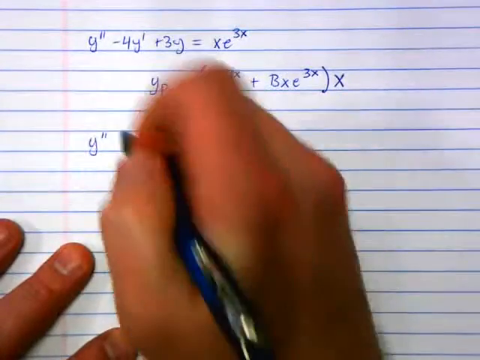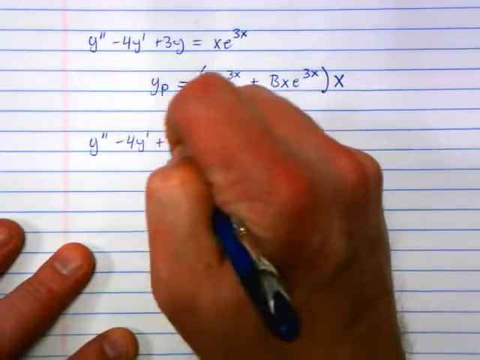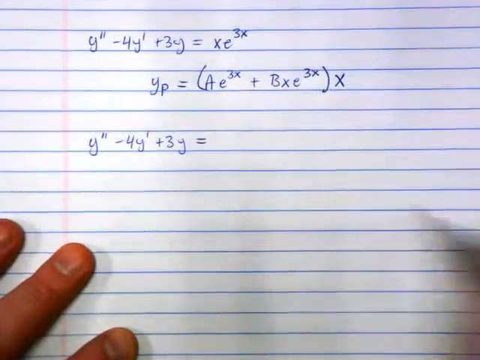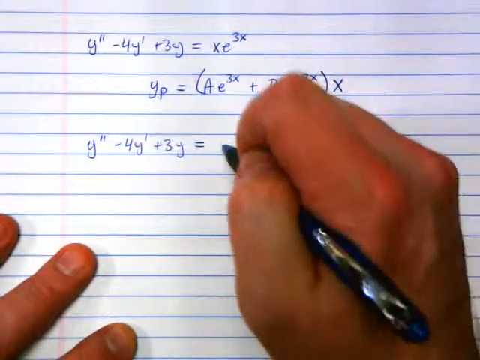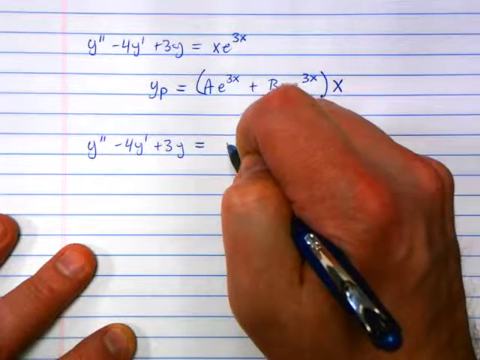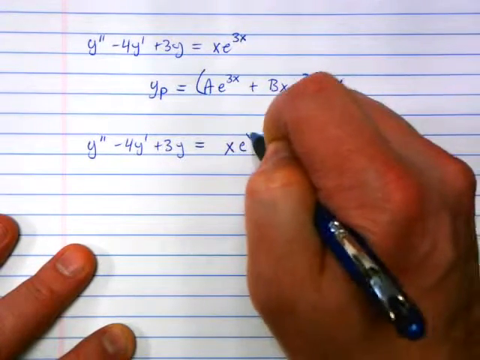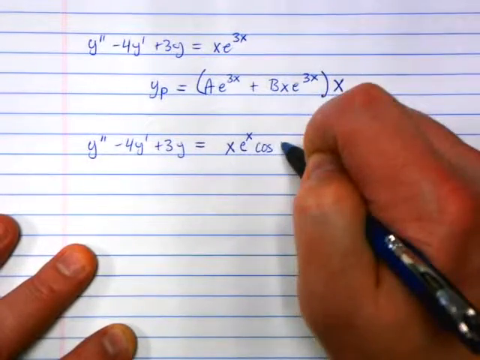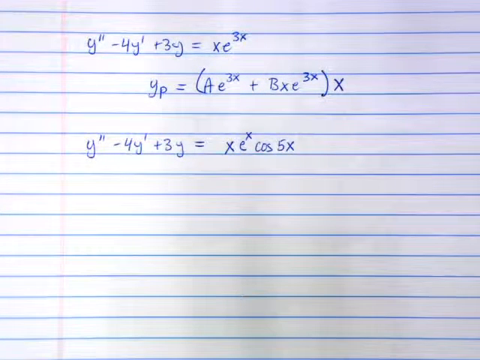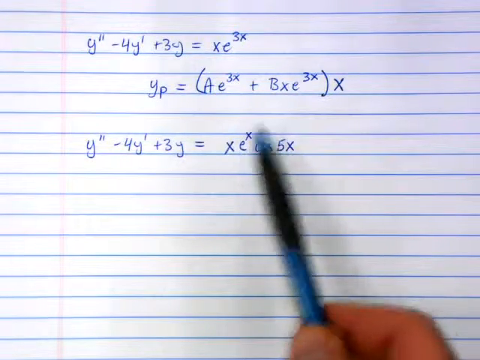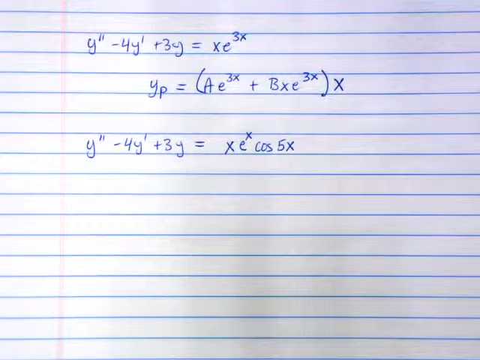All right, one more. y double prime minus 4y prime plus 3y equals x e to the x cosine 5x. So this goes back to what Seth was asking before. How come there's not an e thing in front of it? There it is. I put one for you.